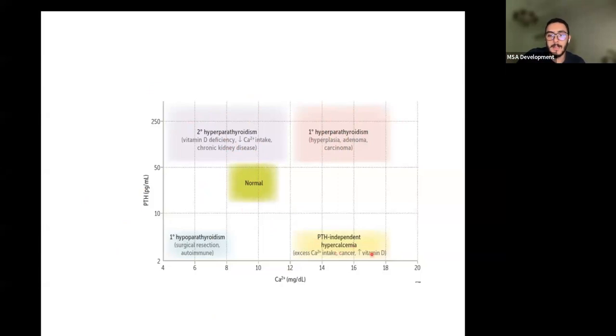PTH-independent hypercalcemia has many causes, but one of them is cancer. Imagine you have a tumor that is secreting calcium. You don't need PTH. You will have high calcium, but low PTH. Why? Because this calcium is inhibiting PTH. Hypoparathyroidism is due to resection. You will have low PTH because you resected the parathyroid gland, and low calcium because there is no parathyroid hormone to increase calcium levels.